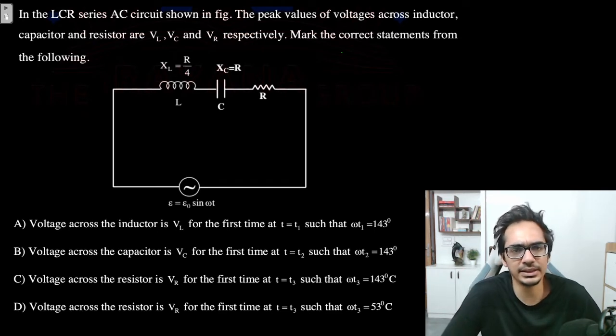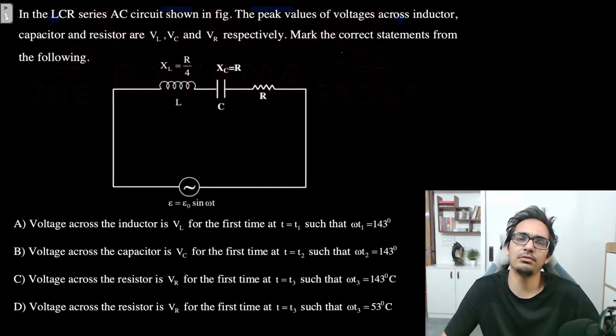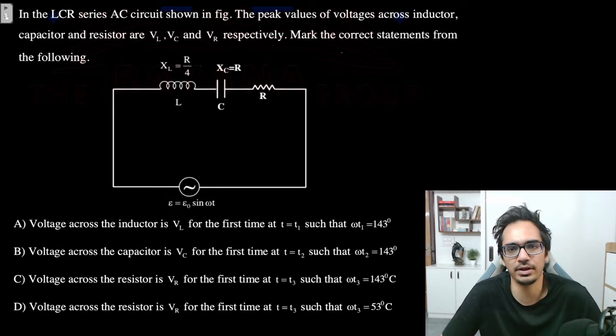In an LCR series AC circuit as shown in the figure, the peak values of voltage across the inductor, capacitor and resistor are given as VL, VC and VR. So these are the peak values. Mark the correct statement for the following. Now the question is not to find the impedance or the phase difference or the current or whatever. The question is a little different.